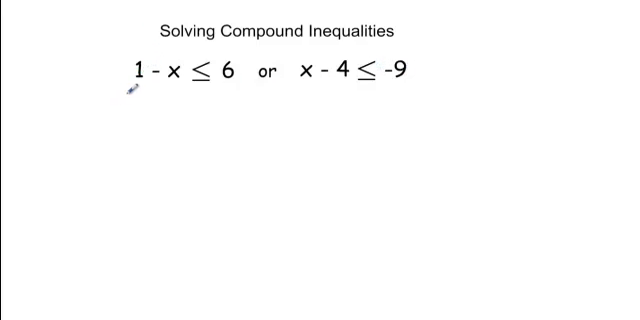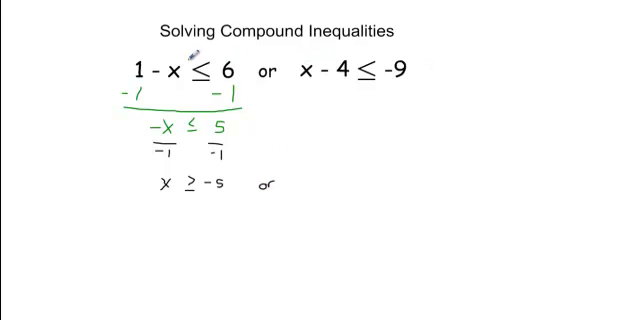This one, subtract 1 from both sides, and I have a negative x is less than or equal to a positive 5. Divide both sides by a negative 1, or multiply both sides by a negative 1. Either one will do the same thing. Multiplying and dividing by a negative will flip the sign. 5 divided by a negative 1 is negative 5, and negative x divided by a negative 1 is x. So part of my answer will be x is greater than or equal to negative 5. I'm going to bring down or.